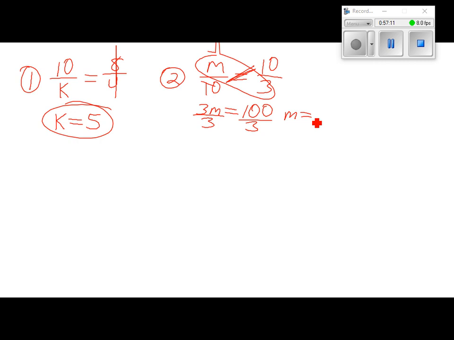M equals 33.3. Instead of 33.3, what's that 0.3 repeating as a fraction? 1/3. That's a better answer. So if you get that 3 repeating on your calculator, make it 1/3. Don't be afraid of the fractions.